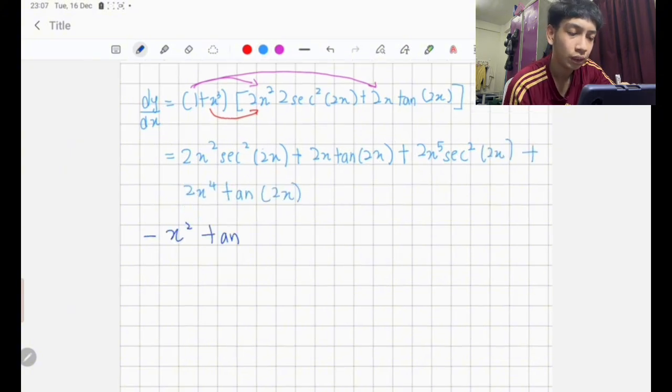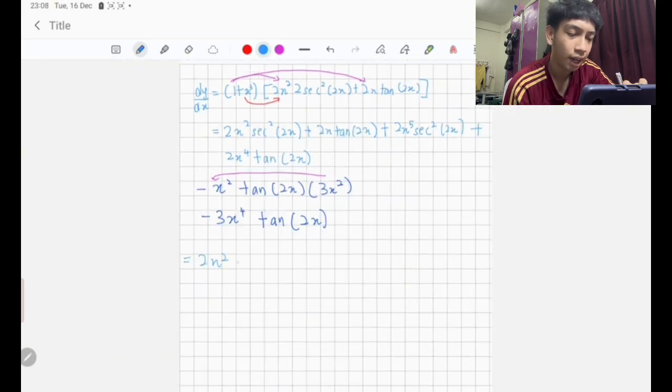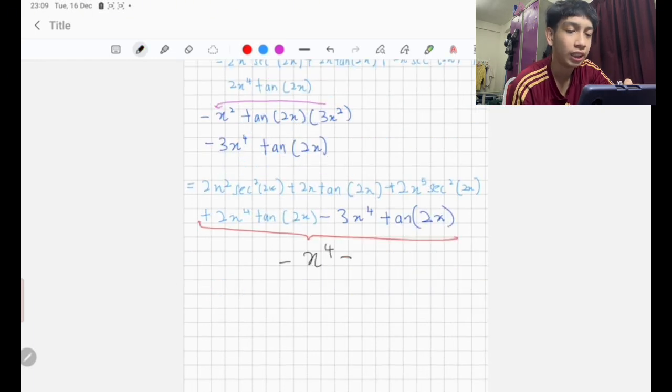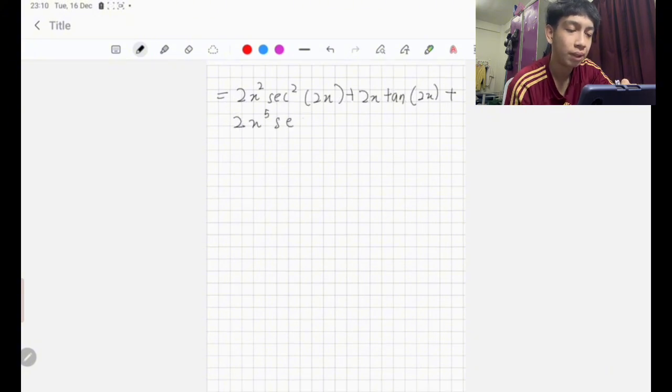The last two terms we can simplify, and we got negative x^4 plus the bracket 2x for the last two terms. And I just write the complete differentiation answer. And we just need to divide by the bracket 1 plus x^3, bracket power of 2. So that's all.